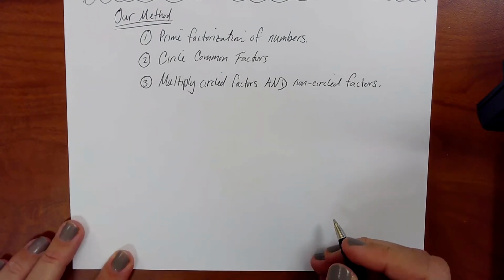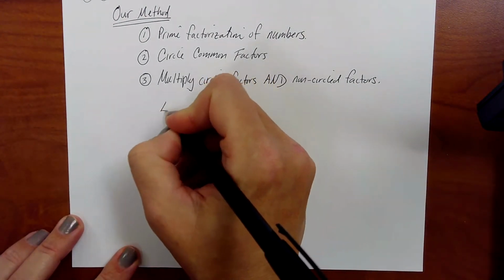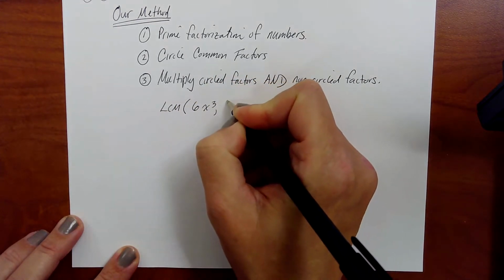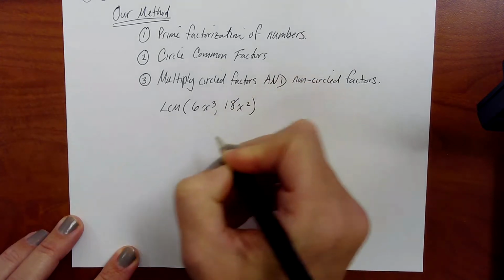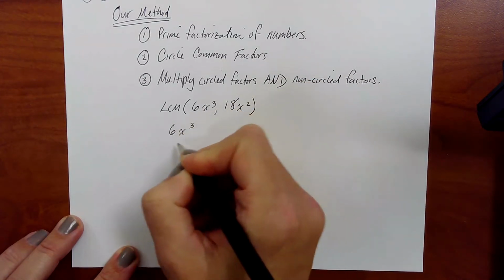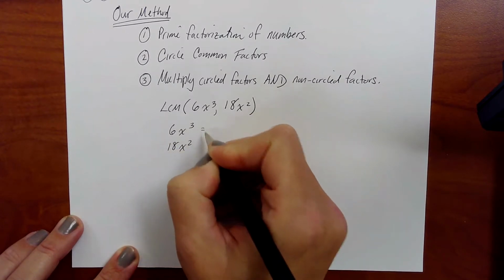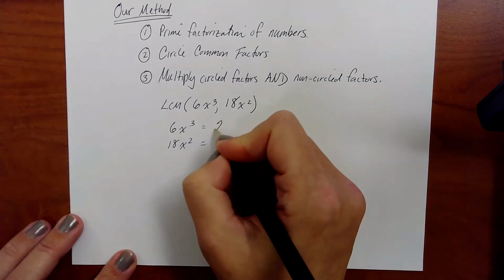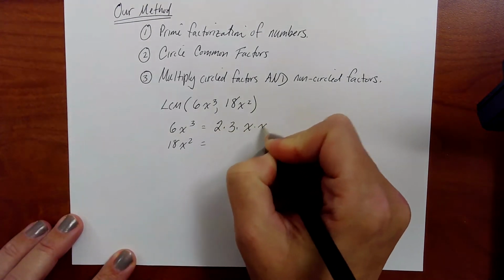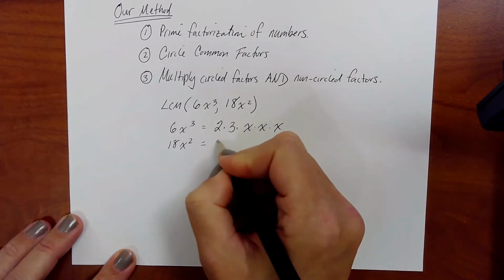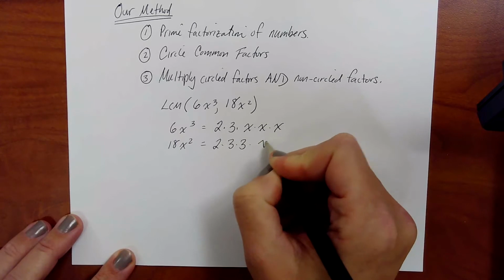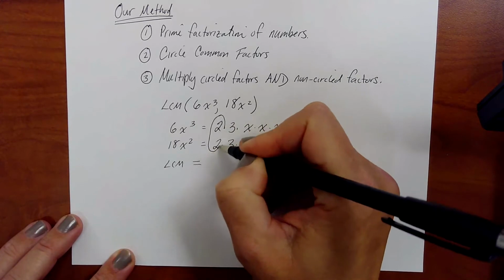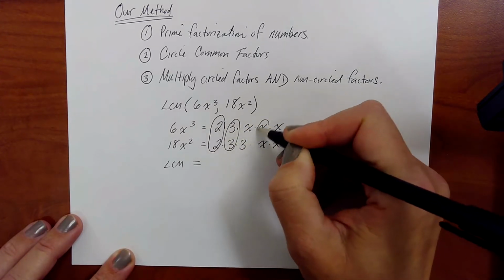Okay, so let's see what that looks like. Let's try the LCM of 6x to the third and 18x to the second. Okay, let's break down 6. That's 2 times 3, and it has 3 x's. 18 is 2, 3, 3, and 2 x's. We're still going to circle common factors.